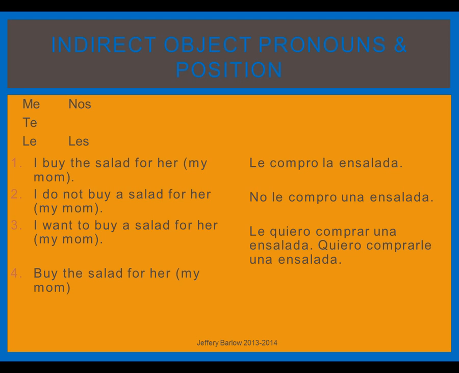With a command, an affirmative command that is, the pronoun is attached to the end of the command. Cómprale una ensalada. When you attach a pronoun to the end of a command, you need to count 3 syllables from the end and put an accent mark on the strong vowel of that syllable. Cómprale is how it's correctly pronounced.